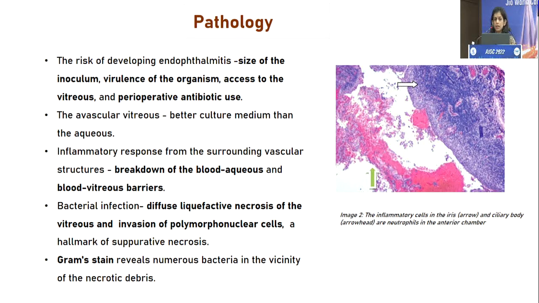Coming to pathology, the risk of developing endophthalmitis is directly related to size of the inoculum, virulence of the organism, access to vitreous, and perioperative antibiotic use. As we all know, the avascular vitreous is a better culture medium than aqueous. There occurs inflammatory response from surrounding vascular structures due to breakdown of blood aqueous and blood vitreous barriers. Bacterial infection causes diffuse liquefactive necrosis of the vitreous and invasion of polymorphonuclear cells, which is a hallmark of suppurative necrosis. On gram staining, there are numerous bacteria in the vicinity of necrotic debris.